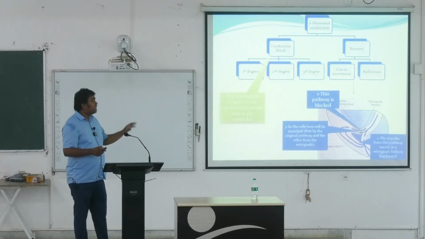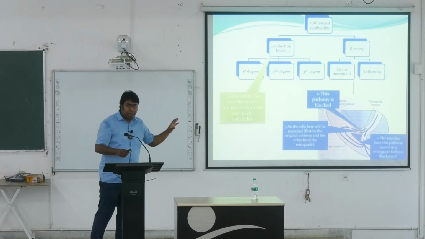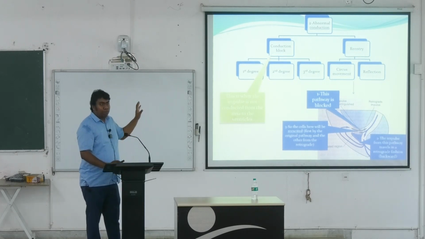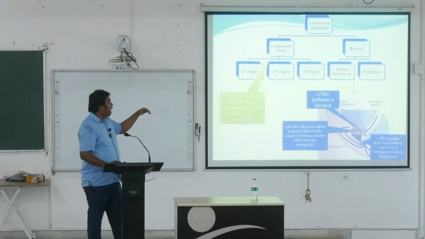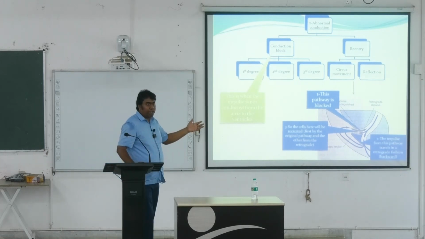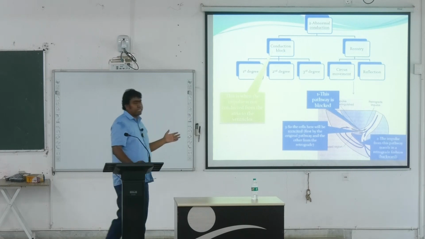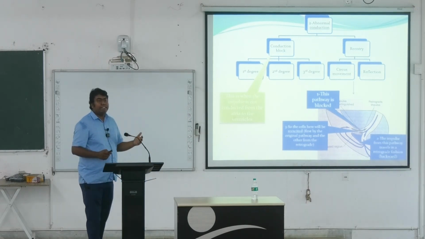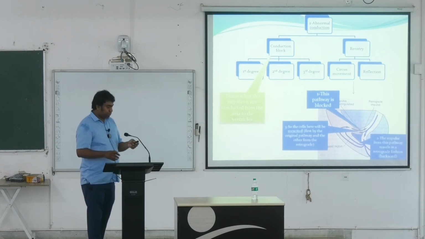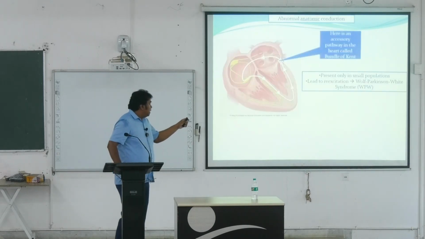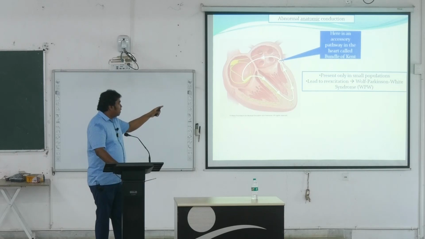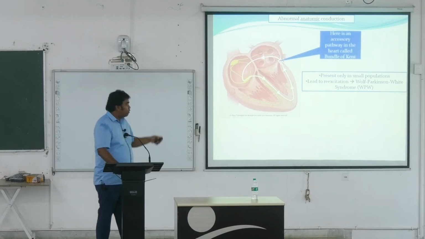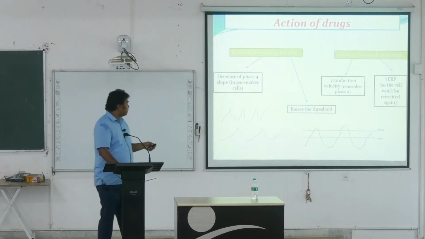Whereas in abnormal conduction, there are two types. One is block, first degree, second degree, third degree block, and another is re-entry phenomena, which is reflection and circus type of movement. The re-entry example is WPW syndrome. An accessory pathway can lead to re-excitation and lead to WPW syndrome.